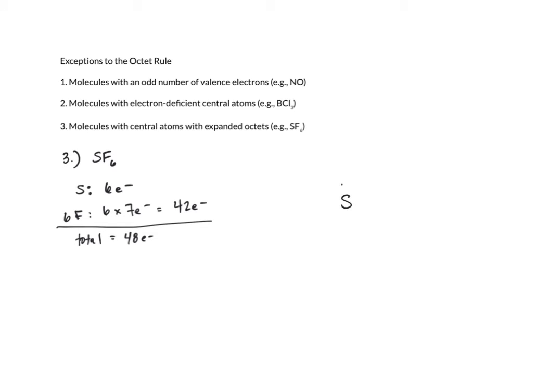Sulfur again can go at the center of the structure. It's got 6 valence electrons. Each fluorine atom I'm going to place around sulfur so that an unpaired electron on fluorine matches up with one of the electrons around sulfur. And now we can begin connecting the dots between fluorine and sulfur.